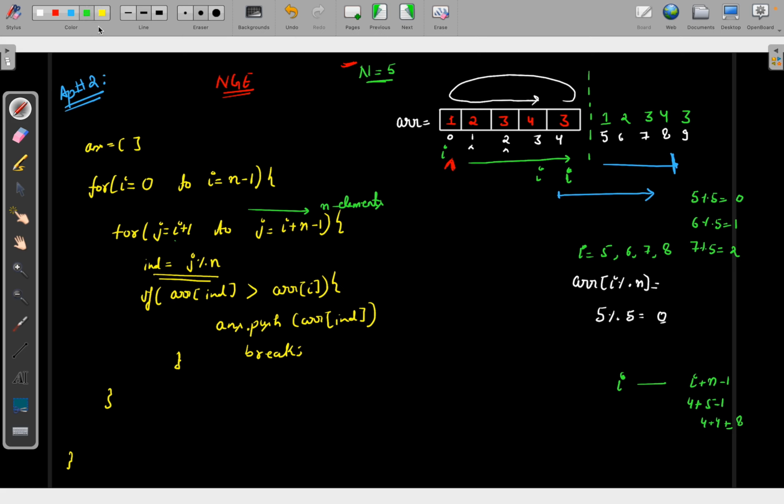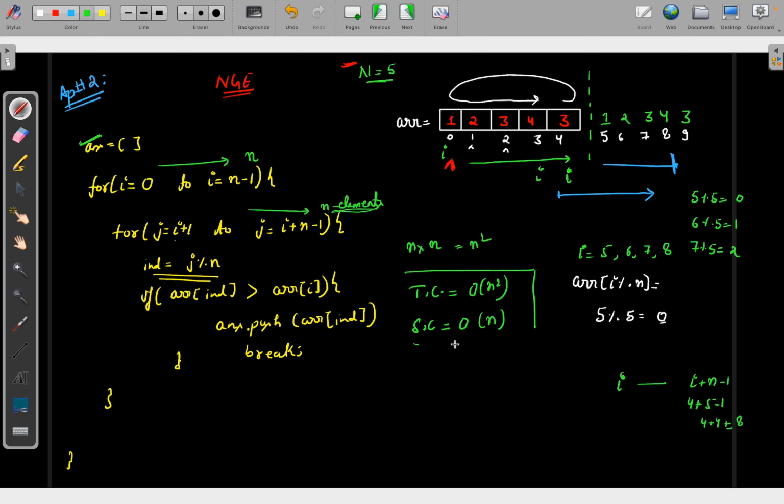Okay, so what will be the time complexity of this approach? So here we are traversing for n times, right? N iterations will be there, 0 to n minus 1. Here I am traversing from I plus 1 to n minus 1, that is also like n elements. So basically n iterations here. So again the time complexity will remain the same, that is big O of n square. And space complexity will be big O of n by taking the answer array.